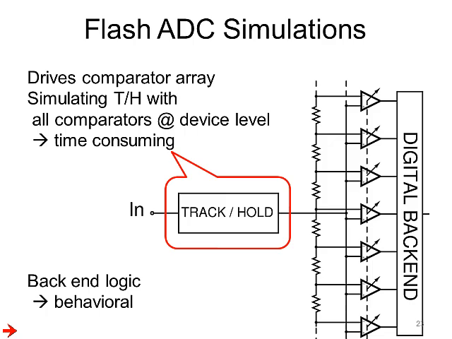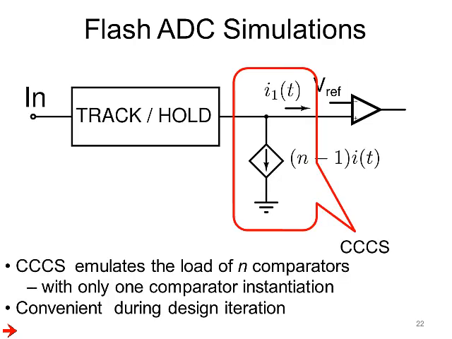So while iterating on the design, this is a trick that I like to use, which I call the current controlled current source trick. Here, a current controlled current source shown in red measures the current going into a comparator and multiplies it by n minus 1. This way, this is a very good model for the load of n comparators while having only one comparator at the transistor level. This is good during design iteration where the track and hold has to be repeatedly iterated to be able to drive these comparators with sufficiently low distortion.